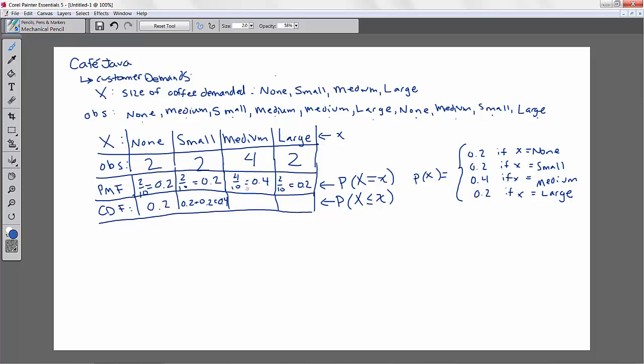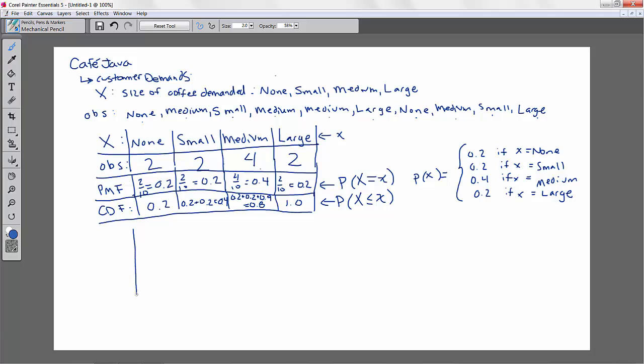Similarly, what's the probability of ordering something smaller than or equal to a medium? It's the probability of none, 0.2, plus the probability of a small, plus the probability of a medium. So in total, it's 0.2 plus 0.2 plus 0.4, or 0.8, 80%. And finally, what's the probability of ordering something smaller than or equal to a large? Large is the biggest possible coffee size, so there's a 100% chance that they'll order something smaller than or equal to a large.